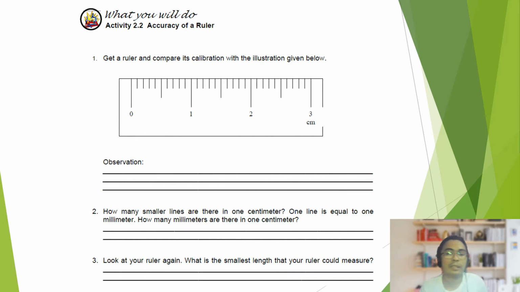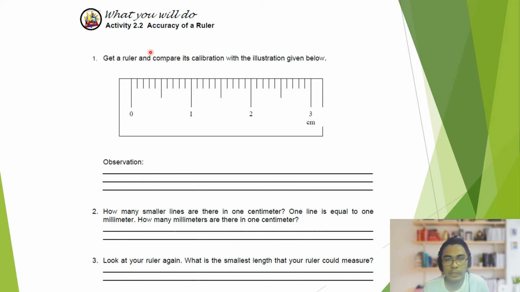Okay, the first activity in your module is entitled Accuracy of a Ruler. Okay, so as you can see, there is this figure in your module. That's a ruler, right? Wherein you can see here several lines. So you can also get your own ruler and try to compare it to the drawing. Okay. Now, compare its calibration with the illustration given below.